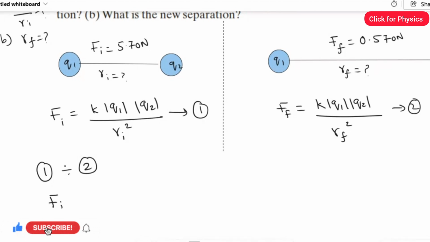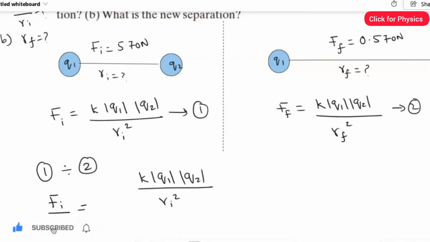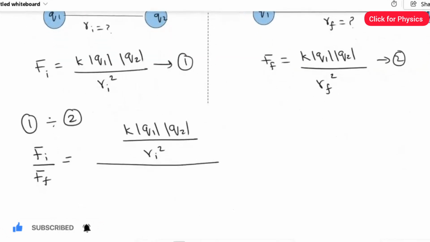Fi over F final on the left hand side is equal to the right hand side, which is K magnitude of Q1 multiplied by magnitude of Q2 divided by Ri square, divided by the second equation's right hand side, which is K magnitude of Q1 multiplied by magnitude of Q2 divided by Rf square. Now I have to modify this equation in terms of multiplication. If you modify it, what will you get?